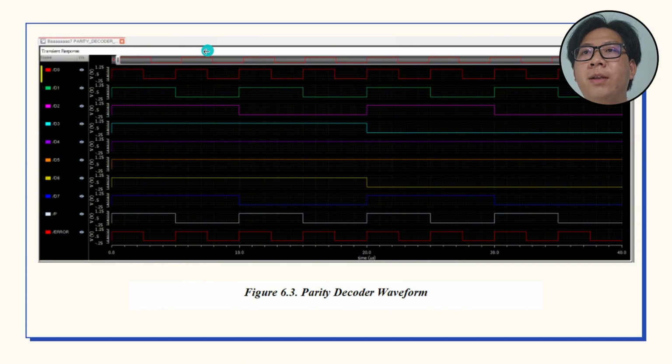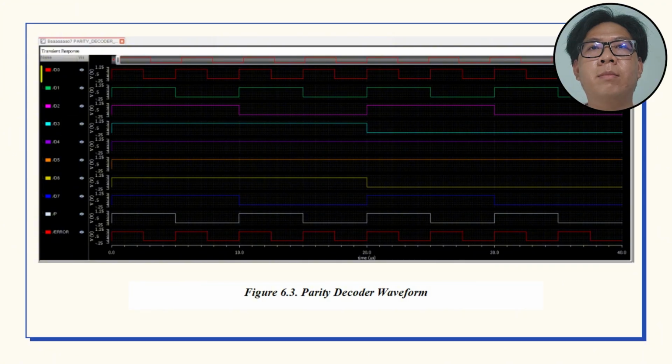In the fourth period, D0, D1, and B are all 0, which leaves 6 ones in total. 6 is even, so the error bit returns to 0, indicating valid data. And finally, in the fifth period, D2 and D7 are 0, leaving 7 ones. 7 is odd, so the error bit goes back to 1, meaning there's a detected error again.